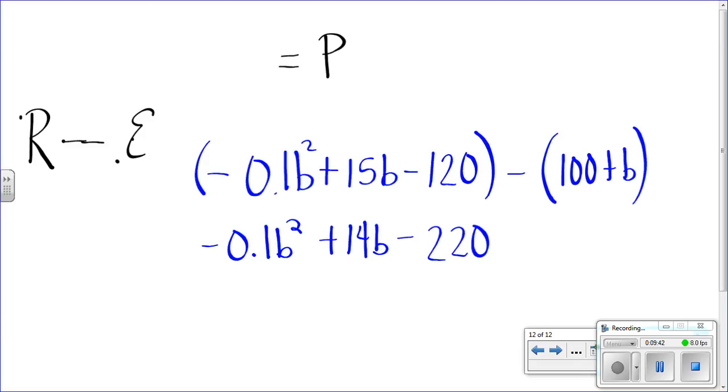This is your profit equation, right here. That's just combining like terms. Okay, that's what that is. I want my profit to be 1.8 million, is that right? So what do I want this to equal?